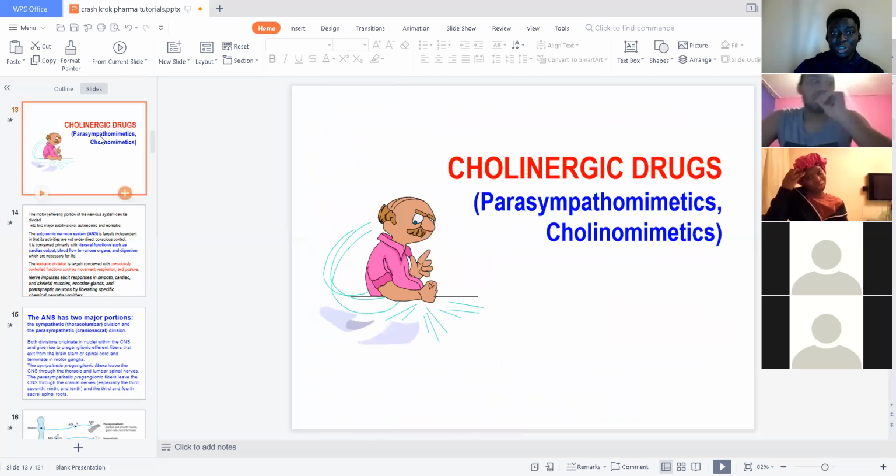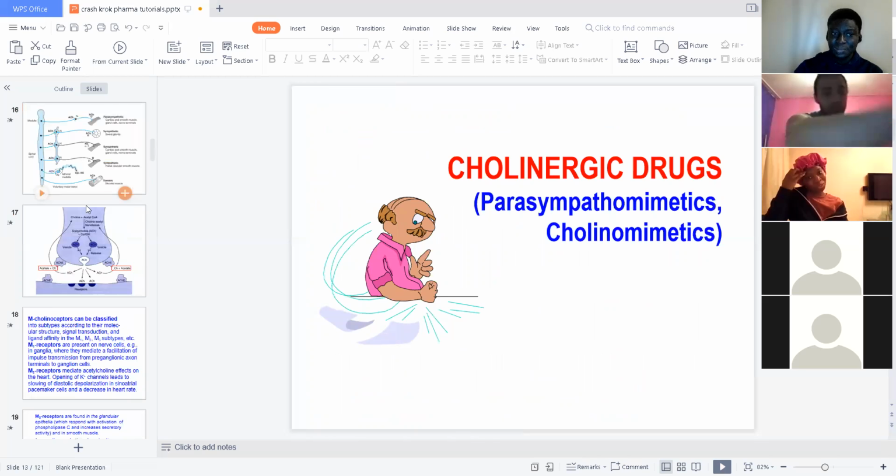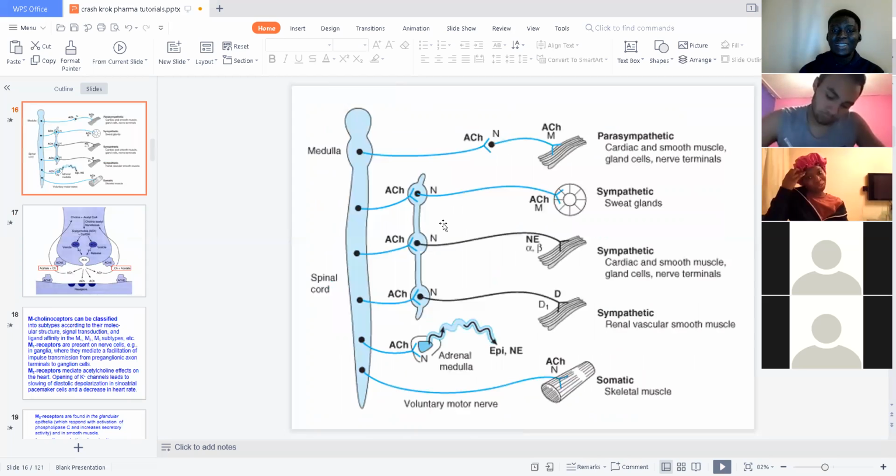So for cholinergic drugs, we're going to be focusing on its effect on the parasympathetic system, so the rest and digest functions. So I want us to take a look at this diagram. From this diagram, you can see the parasympathetic and the sympathetic divisions.